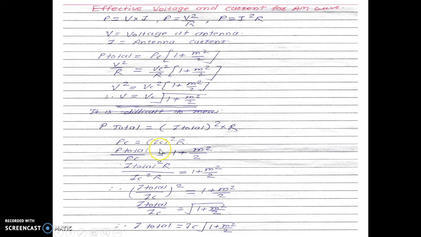Now find the current distribution. PC is equal to IC square into R. P total by PC is equal to, as we know, 1 plus m square by 2. I total square R divided by IC square R is equal to 1 plus m square by 2. So I total by IC whole square is equal to 1 plus m square by 2, I total by IC is equal to square root of 1 plus m square by 2, and I total is equal to IC in bracket square root of 1 plus m square by 2.